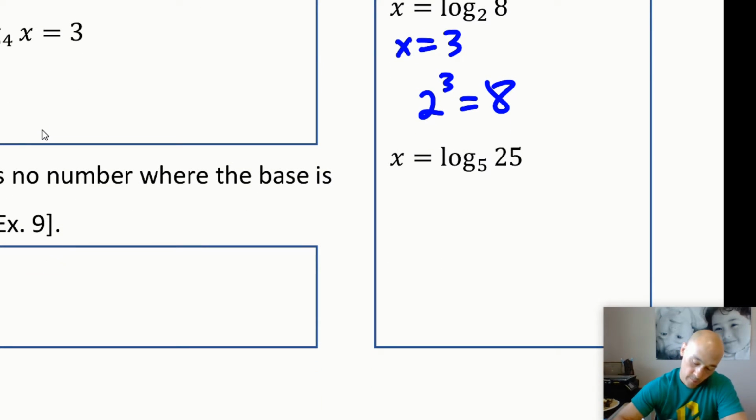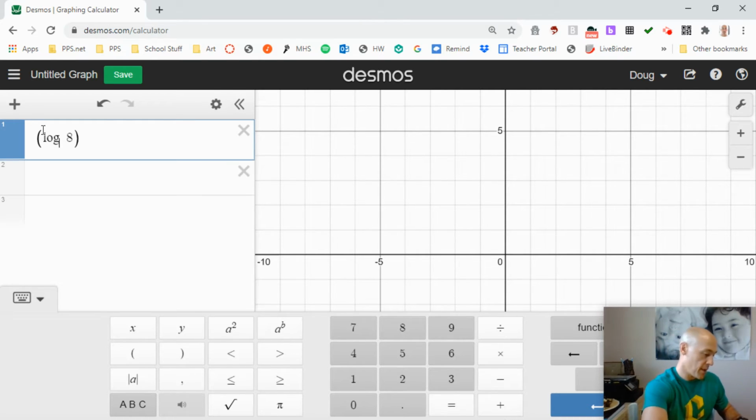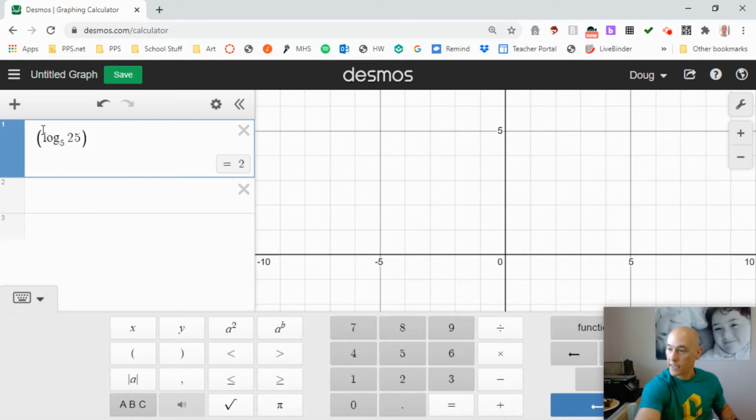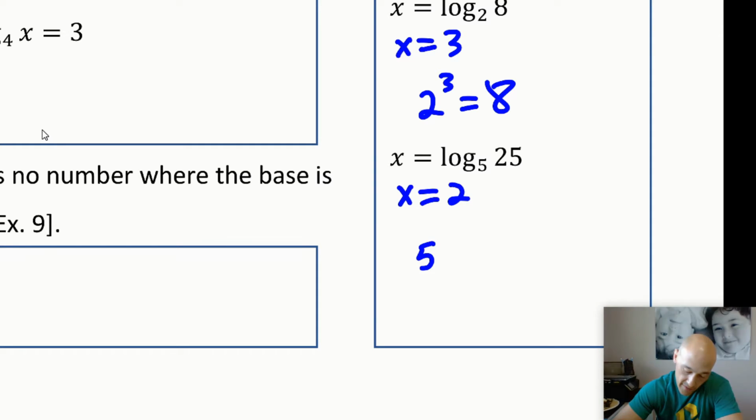Solving the next one, log base 5 of 25. So go in here to the logarithm and do log base 5 of 25, and it's 2. So we have x equals 2. And if we rewrite this, we have base 5 to the second power equals 25. And that's true. 5 squared does equal 25.